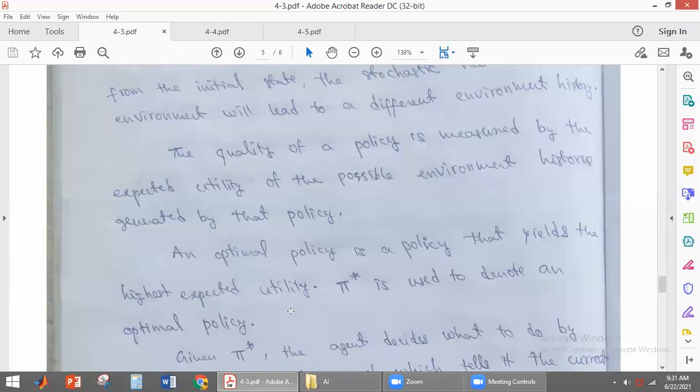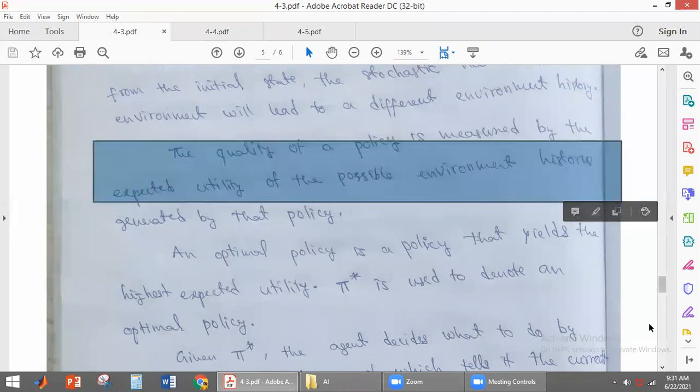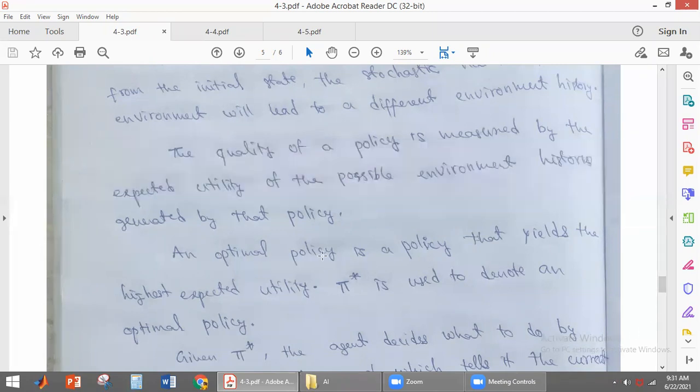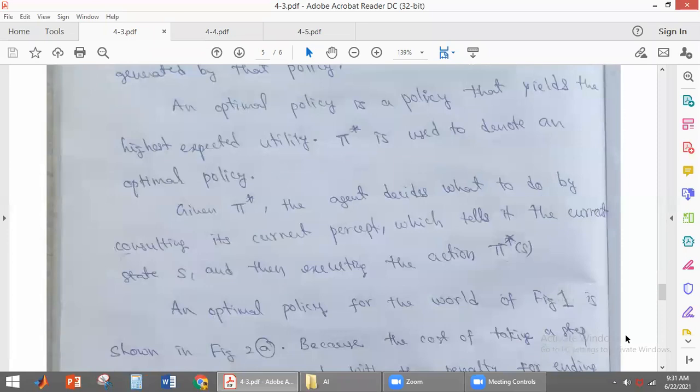An optimal policy is a policy that gives the maximum expected utility of possible environmental histories. This optimal policy we denote as pi star. Pi star is used to denote the optimal policy. So when the optimal policy is given, what will the agent do?